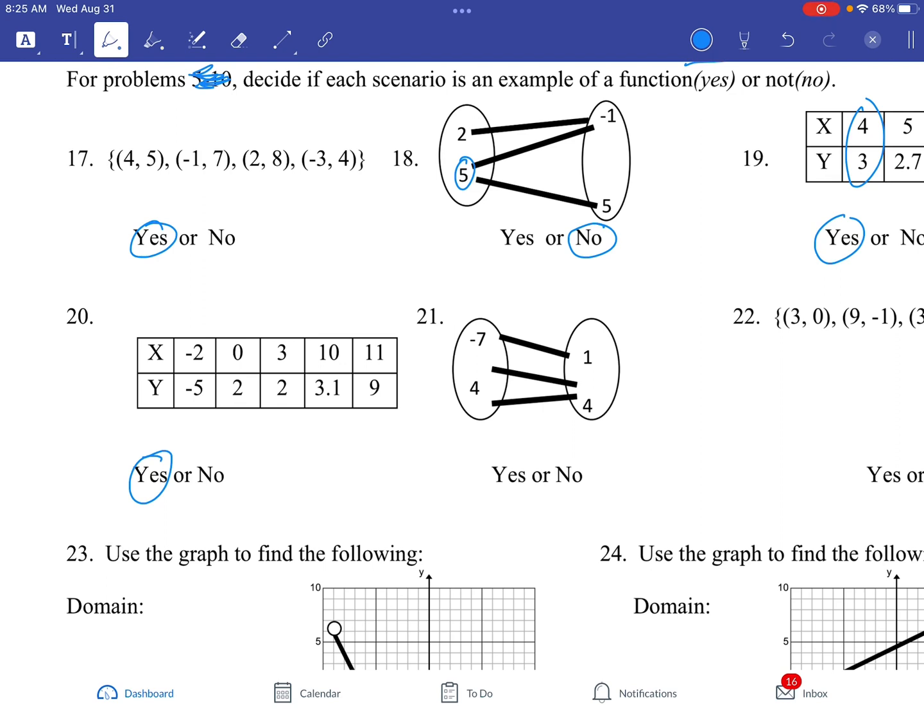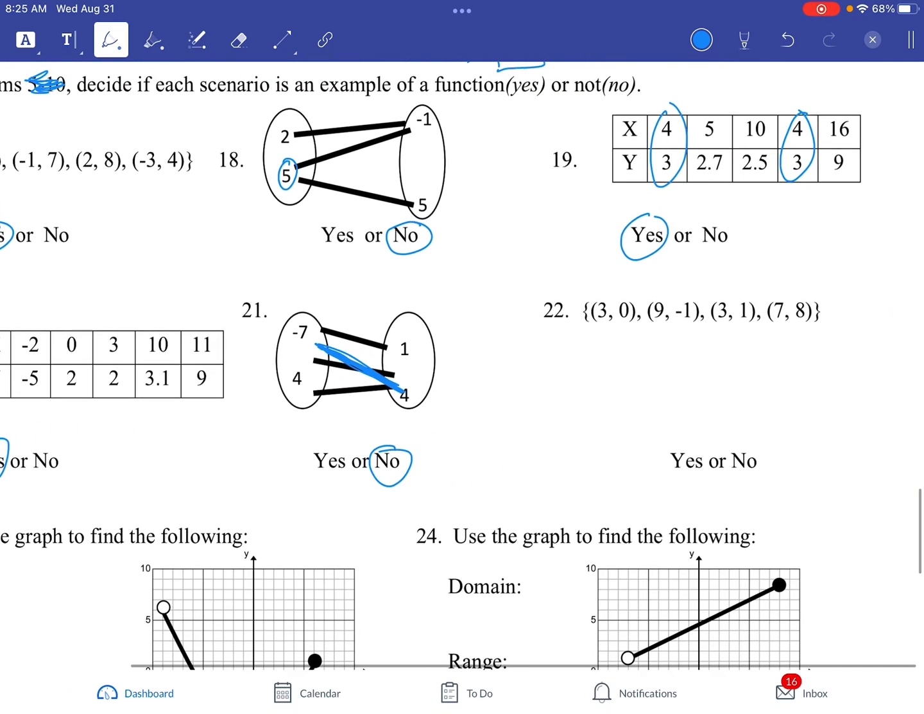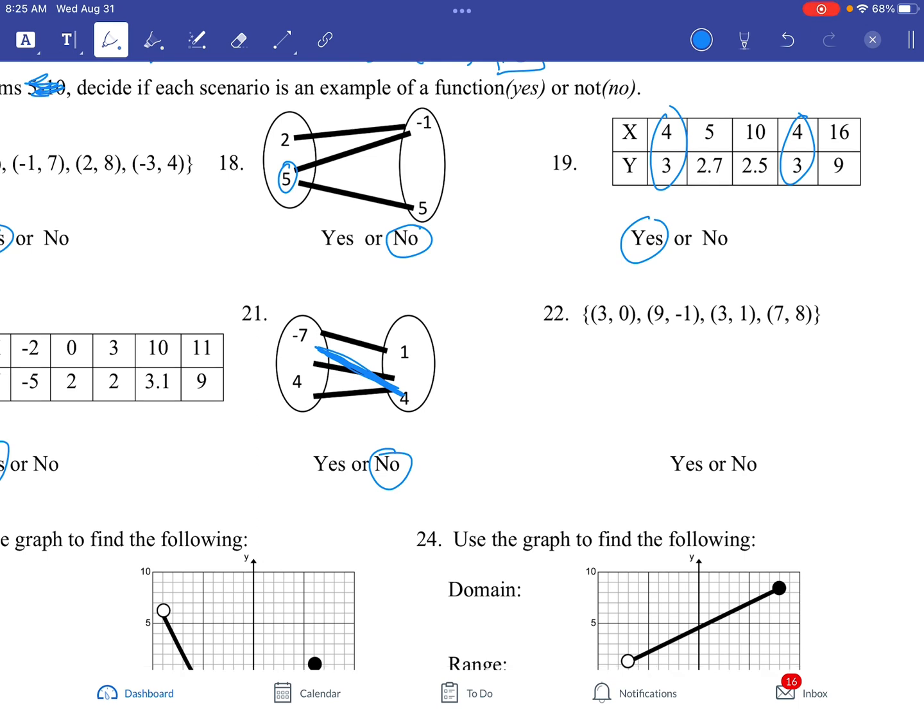This is a weird one because the line's a little bit off, but I'm going to go a no. I'm going to say that's supposed to be negative 7 on 4, or we're missing a number in there someplace, but I'm saying no. And then 22, this is going to be a no because 3 has 0 and 1, so each x does not have its own y.